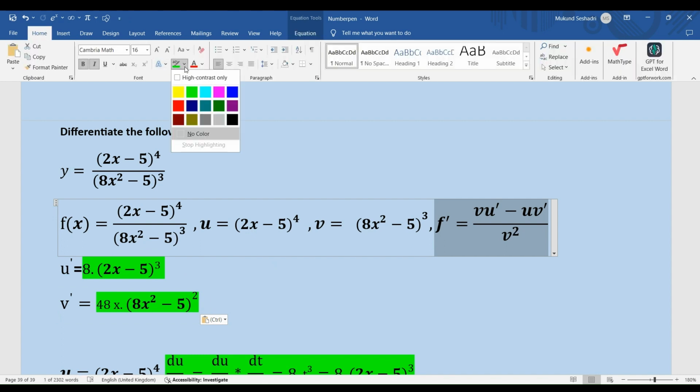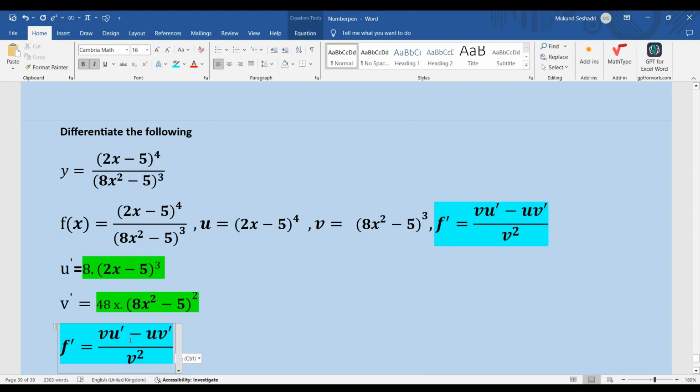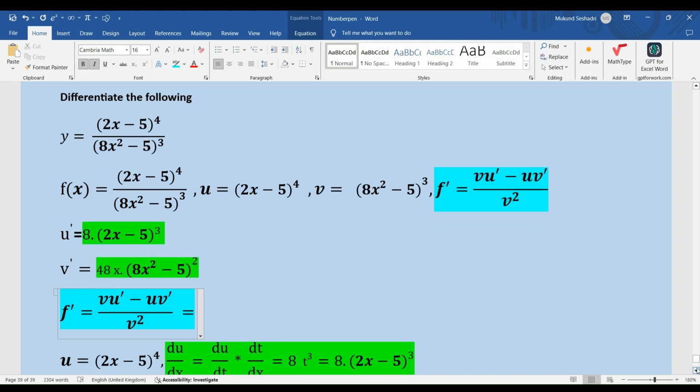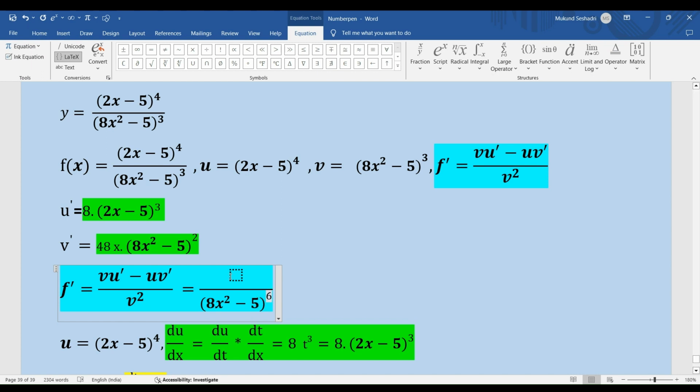So let me highlight it with turquoise, and I'm going to pull this out and bring it to the next step. And all that I'm going to do is a substitution of these expressions for my u's and v's and u dashed and v dashed, right? So what is my v square? My v square is nothing but 8x square minus 5 the whole cube the whole square. And what is that? 8x square minus 5 the whole power 6 is what you will get, right? So this is my v square.